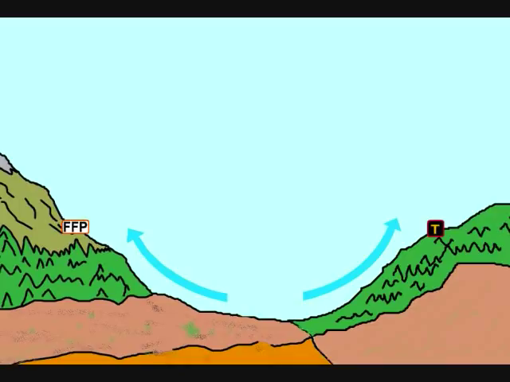So what you have is upslope breezes, and this happens in the daytime, especially in the evening, is when they're the greatest usually. So you have your air start to move up slopes. So let's look at this picture here. And on the left, you see the FFP. That's the final firing position. That's where the shooter is. And on the right, on the other side of the valley, you have the T. That's the target.